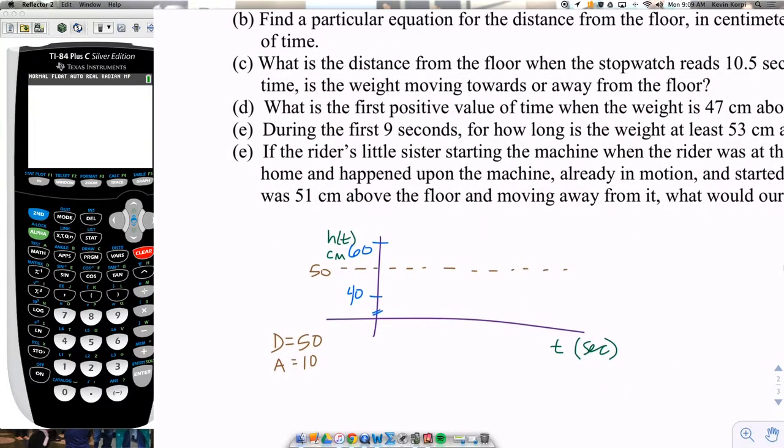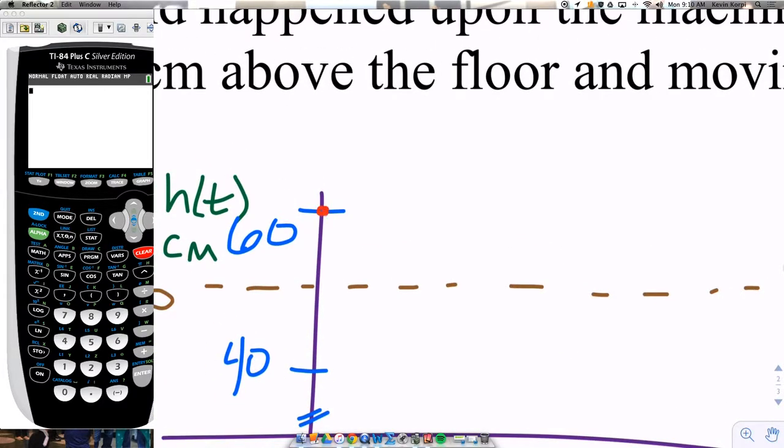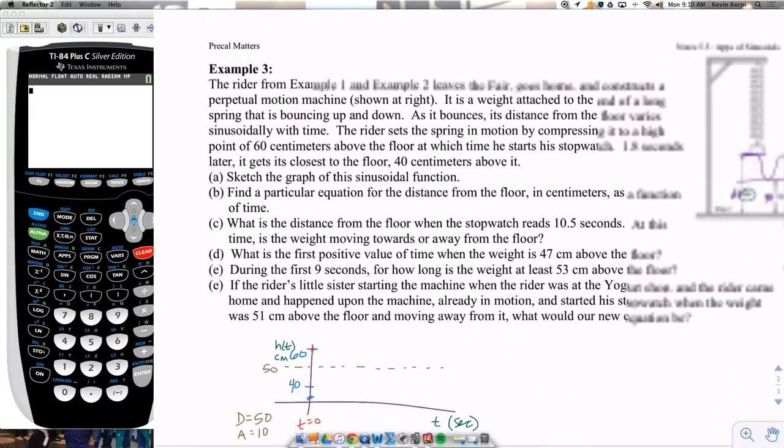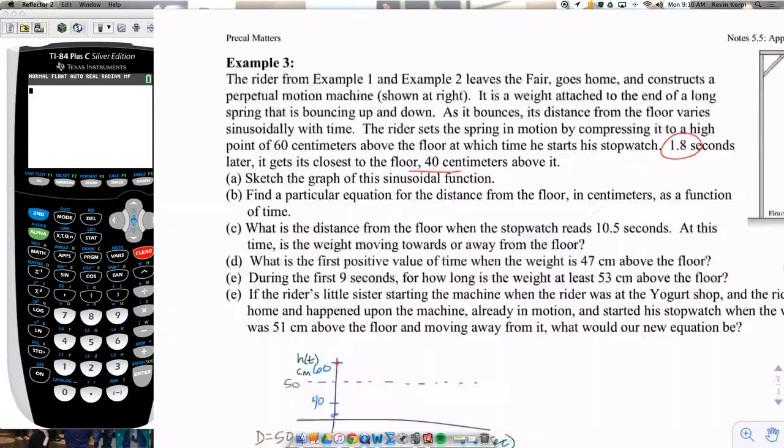He's starting it by compressing it to a high point. So t equals 0 is also known as the y-axis. This problem starts off pretty nice because he's starting it by compressing it all the way to a high point, so there's really no awkward phase shift here. Now there's some information here. It says 1.8 seconds later, it gets its closest to the floor.